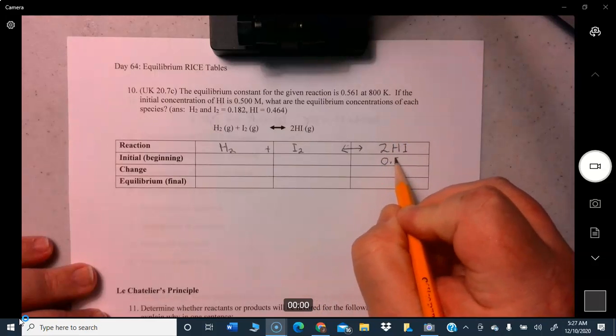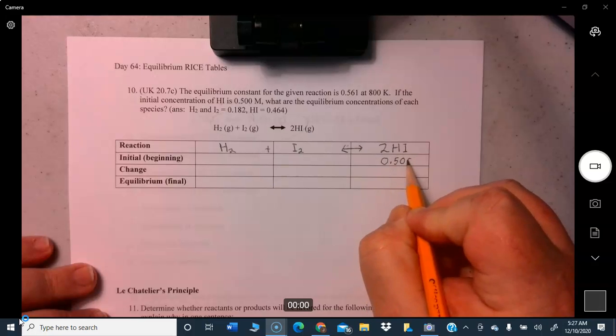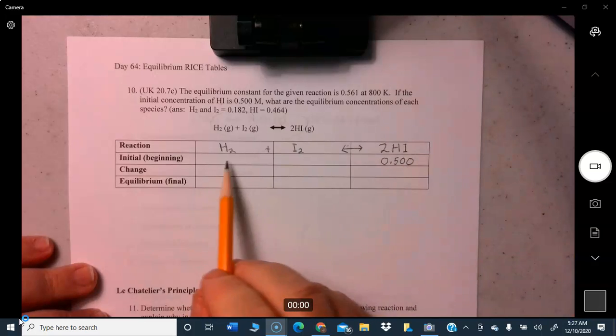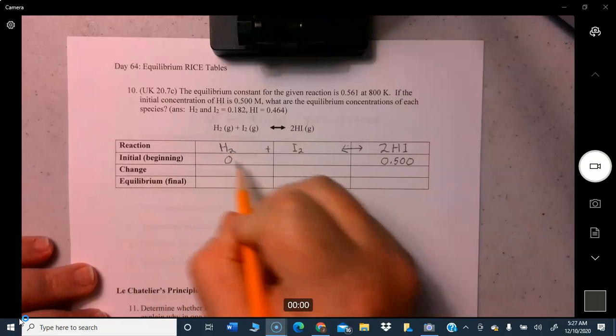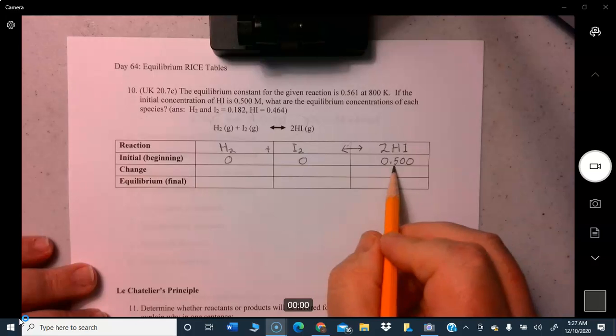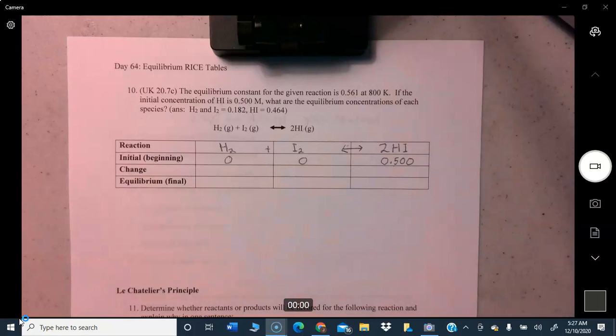So what makes this problem different than the previous problems is they're not giving us any concentrations for the reactants here, so those are going to be 0. So this is a reaction that's going to flow from right to left. That's the only direction it can flow.